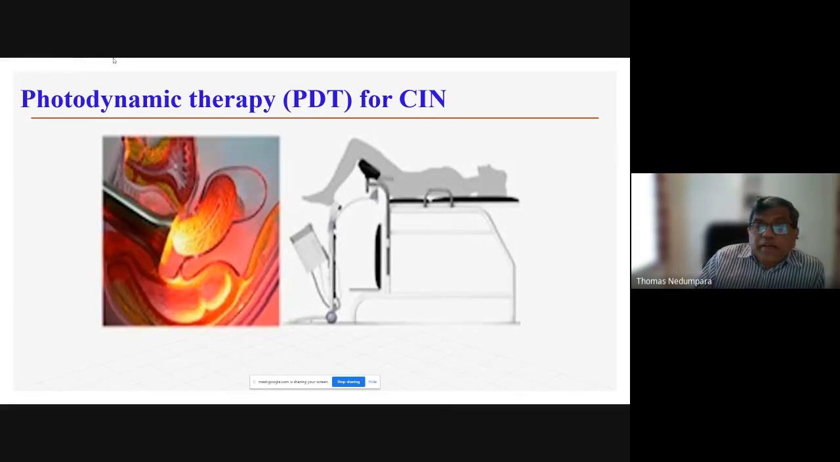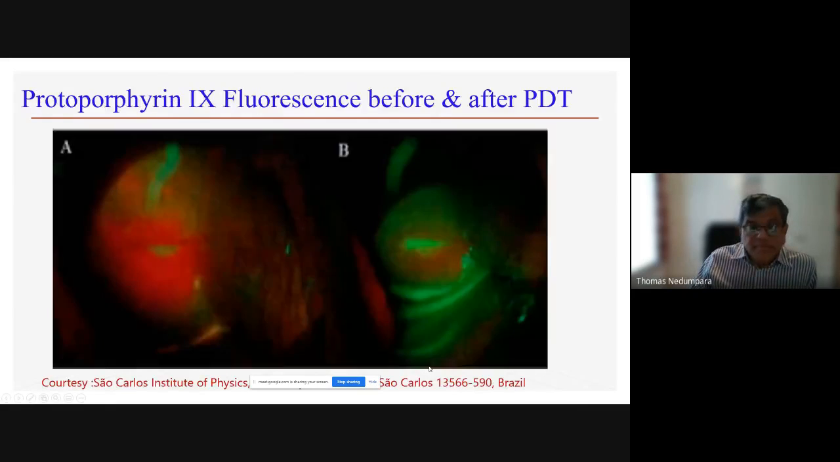So here you can see the patient lying on the table, and the laser beam is applied over the cervix. And you can see the red light, this is the protoporphyrin IX fluorescence using a red laser. And after treatment with the 630 nanometer laser, the red area has been completely removed.